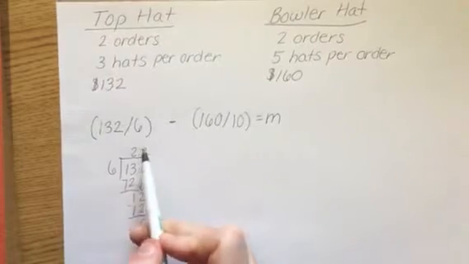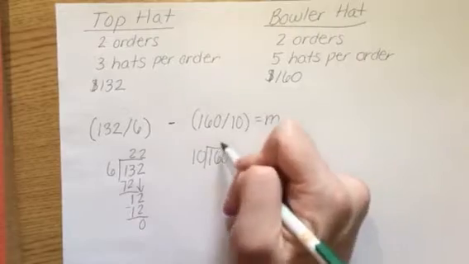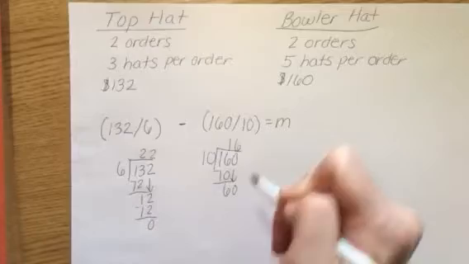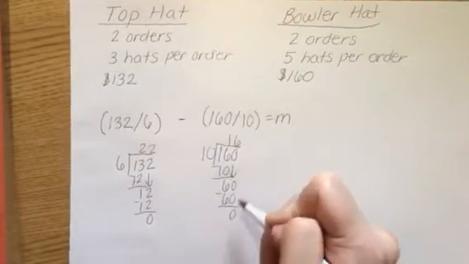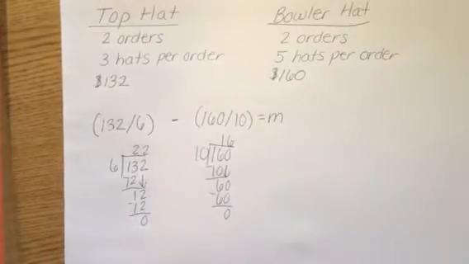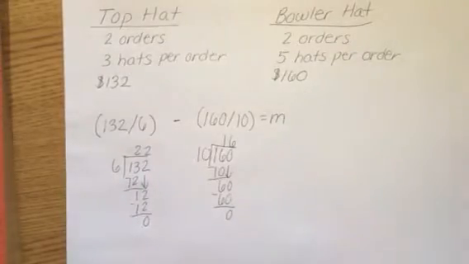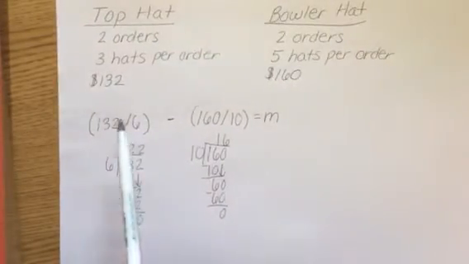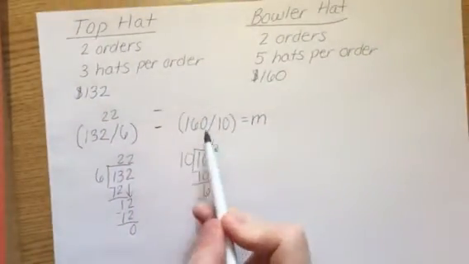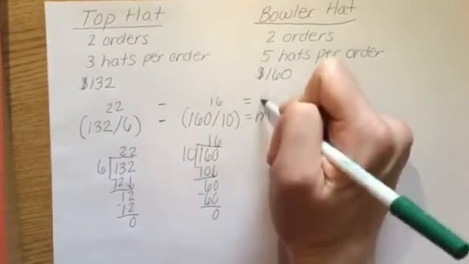So a top hat is $22. And a bowler hat is $16. So the question is, which is more expensive? Top hat, right? $22. And then how much more expensive? So we're going to do 22 minus 16. 22 minus 16 is 6.